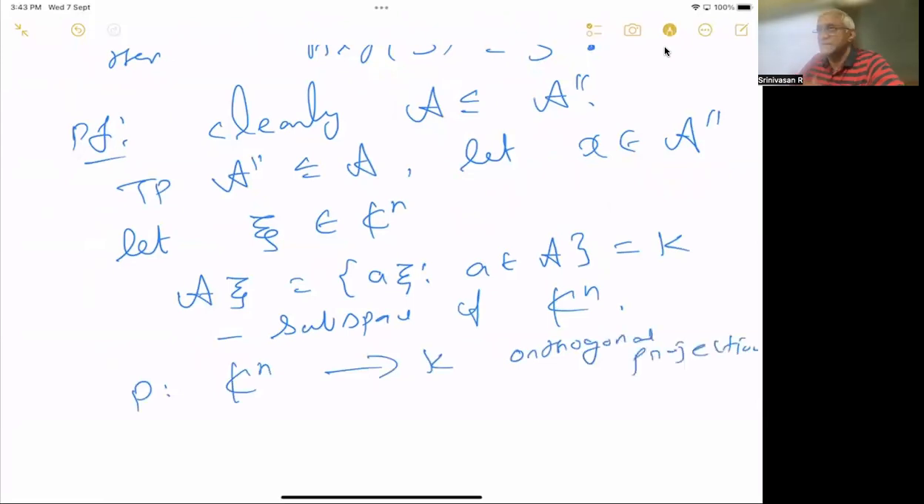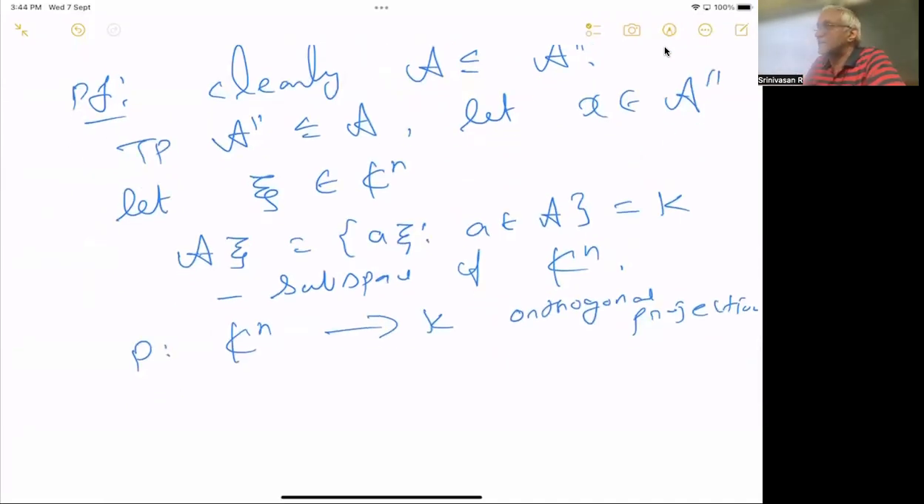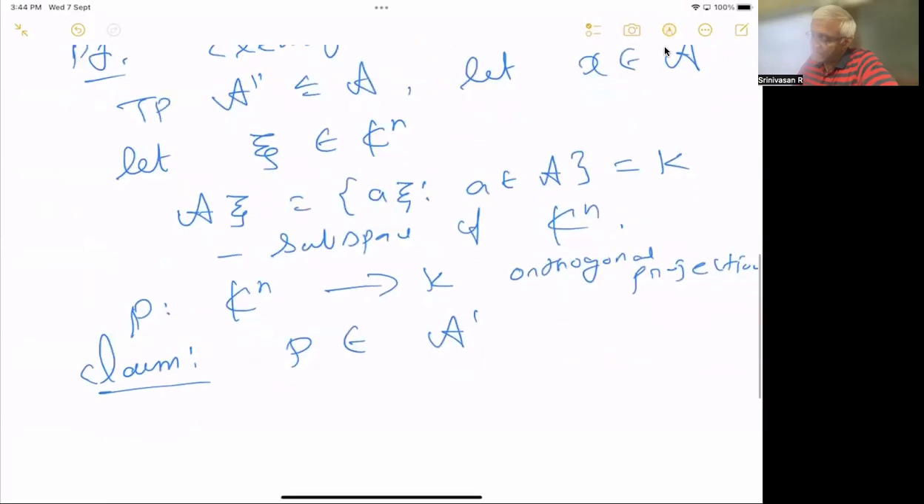We will define this projection for a general Hilbert space most probably in the next two classes in graduate analysis, but I am assuming you know these things from linear algebra. This is an orthogonal projection; we have already discussed projections. So P is an orthogonal projection onto K. Now the claim is the following: P is in A commutant. That is, P commutes with everything in A.